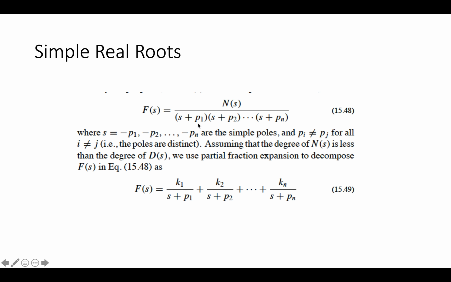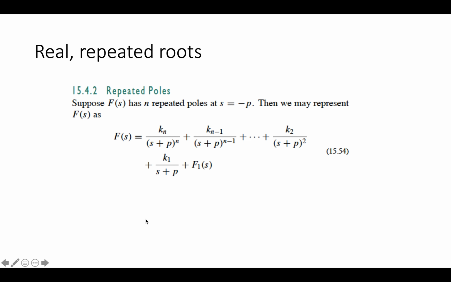So these P1, P2, all the way to Pn, those are poles. And in this case, they're simple poles, meaning each one has a unique value. And then, the big assumption in partial fraction expansion is that the order of the polynomial in the numerator has to be lower than that in the denominator. So once again, the goal in partial fraction expansion is to get from the expression here in equation 1548 to the expression here in equation 1549.